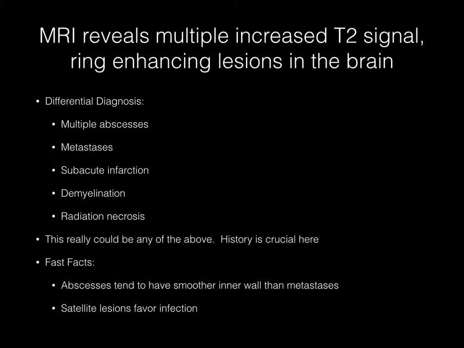Axial post-contrast and FLAIR MR images reveal multiple increased T2 signal, ring-enhancing lesions in the brain. The differential diagnosis here should primarily include multiple abscesses and metastases. You may also add subacute infarction, demyelination, and radiation necrosis, although this really could represent any of the above. History is crucial.